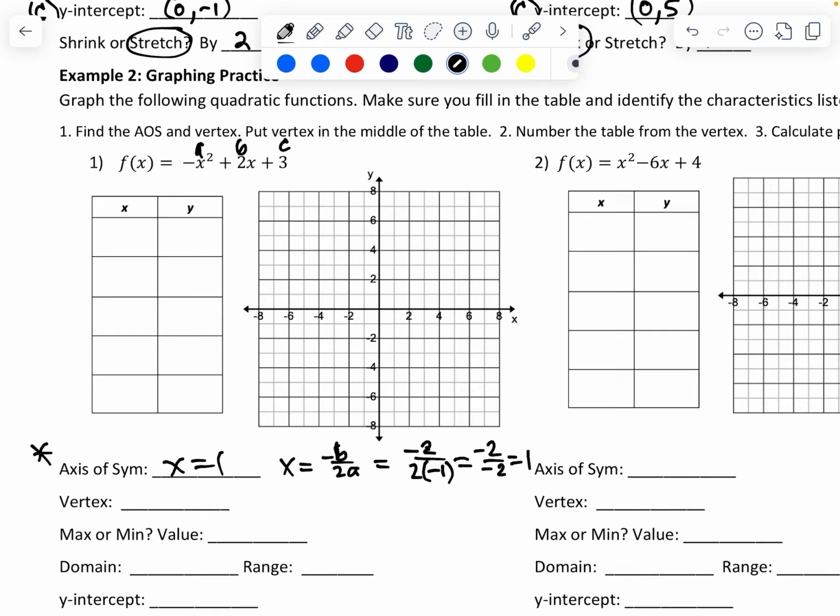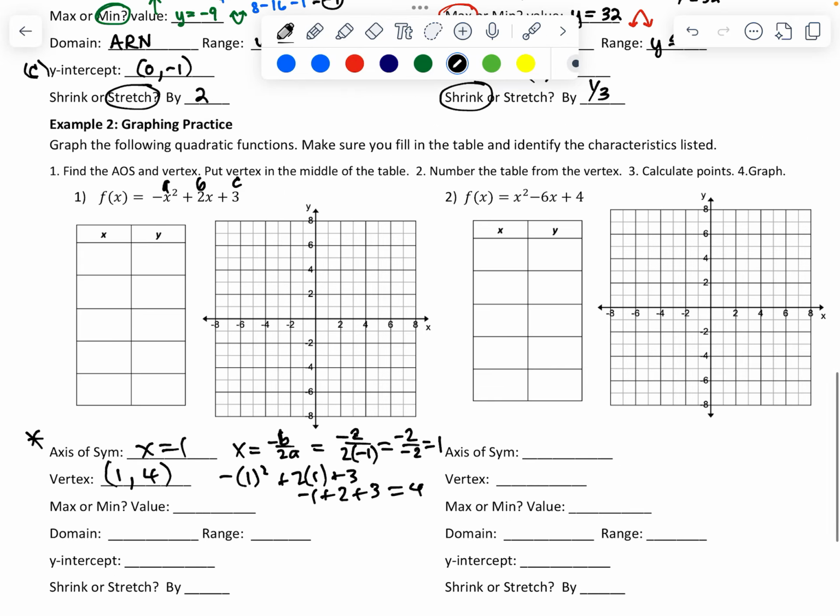The vertex: I'm going to plug 1 back into my formula. So negative 1 squared plus 2 times 1 plus 3. Negative 1 squared is just 1, and that's negative 1 plus 2 plus 3. So the y value of my vertex is 4. So my vertex is (1, 4).